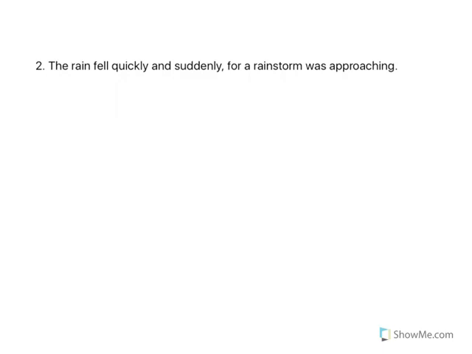So our second sentence says, the rain fell quickly and suddenly, for a rainstorm was approaching. Our subject here is going to be rain, subject noun. The rain what? It fell. How did the rain fall? It fell quickly and suddenly. So these words are modifying how the rain fell. So they're modifying the verb. Thus, these words are going to be adverbs.